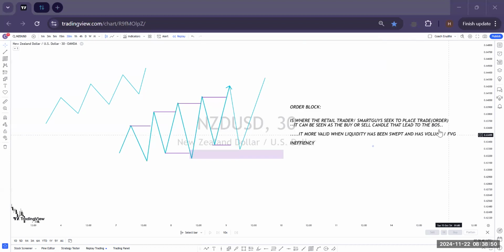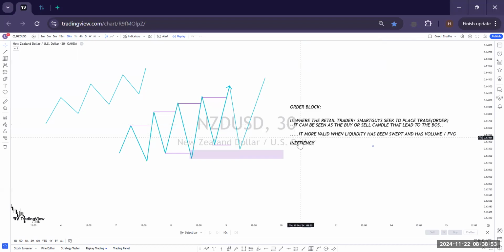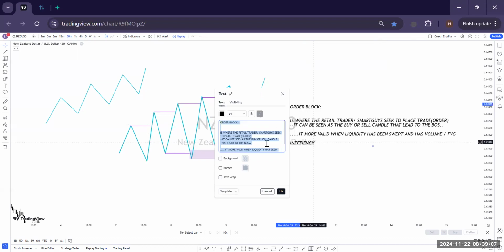Now, what is volume? That will take us to inefficiency, the next lesson in line. Now, what is inefficiency? Let me type it so that I can explain. Inefficiency can be called FVG. FVG means fair value gap.